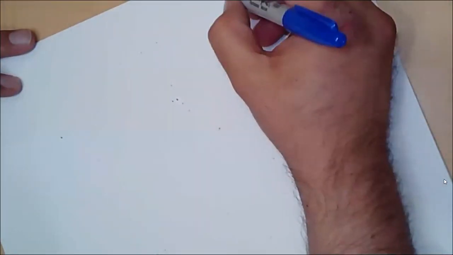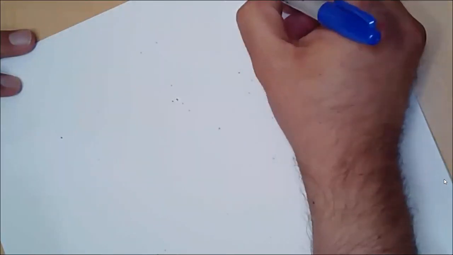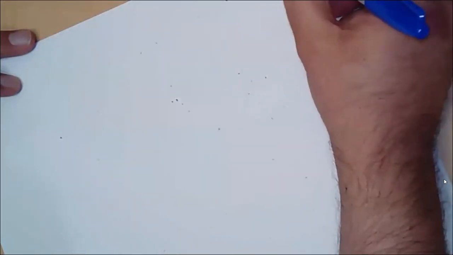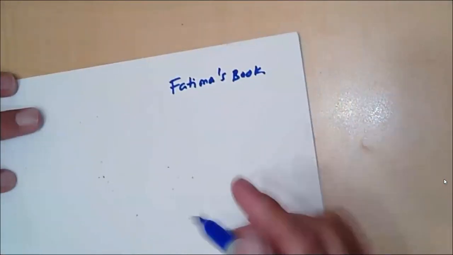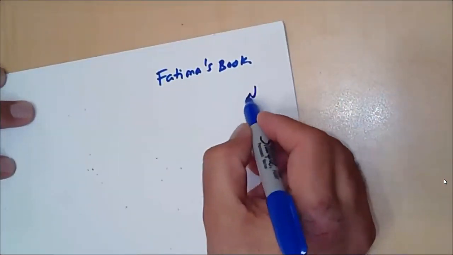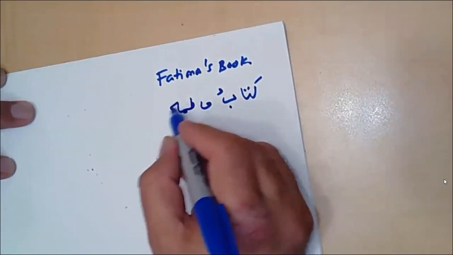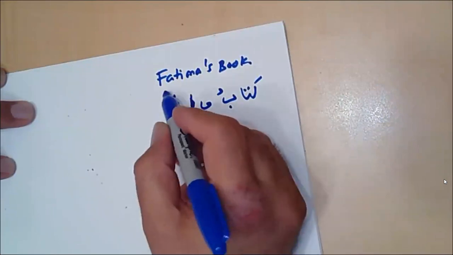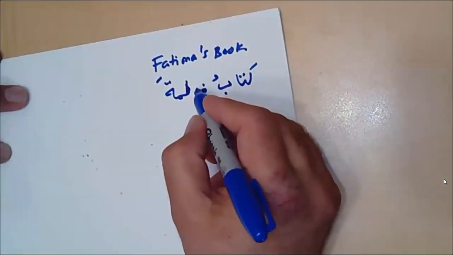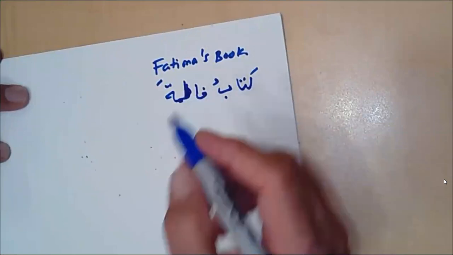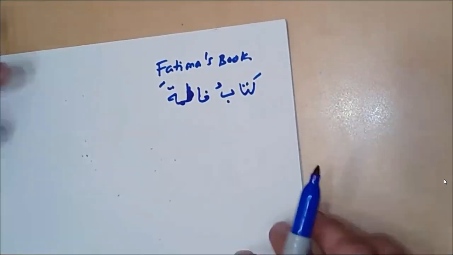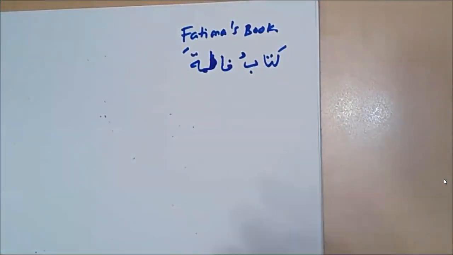Let me give you a female example so that you understand what I'm talking about. Let's say, Fatima's book. Muzaf is book, which will be Kitabu. Fatima. Why is that? Because a female name is not partly flexible, not Ghair Munsarif. That's why we have this.